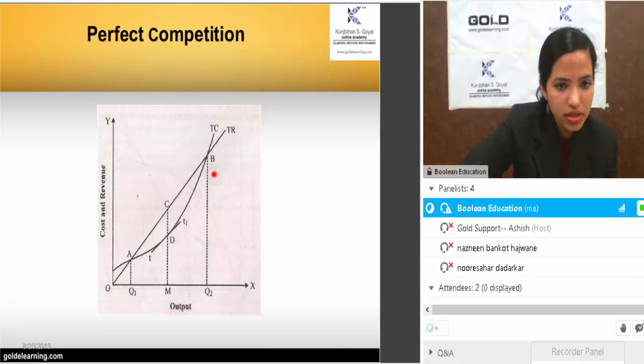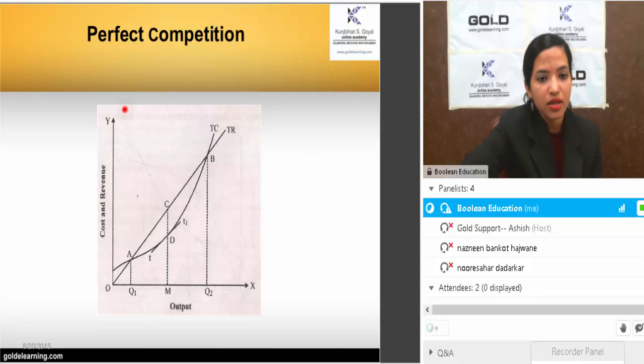If they work on this total revenue and total cost line, if they keep their total cost here and they sell their total product to earn this much total revenue, then CD will be their supernormal profit. Right? That is the meaning of this particular diagram.